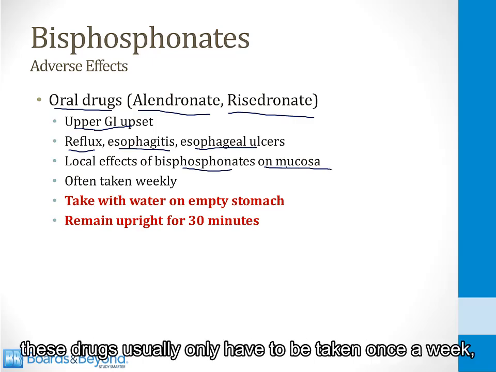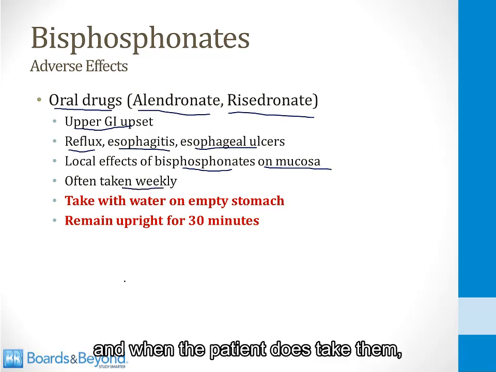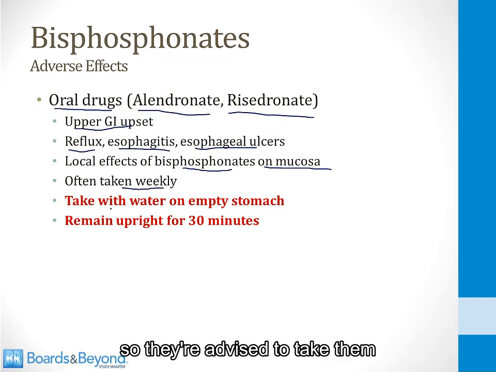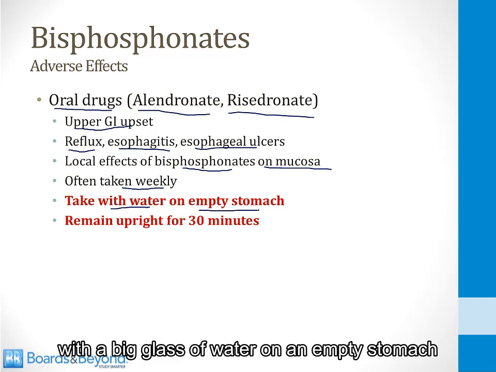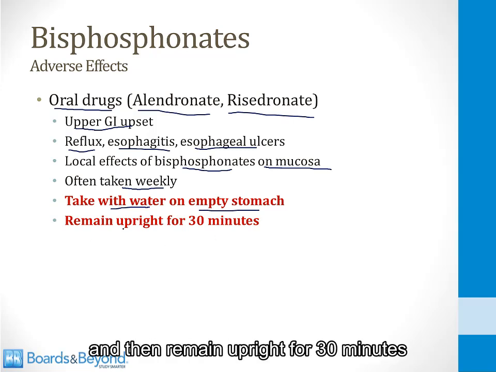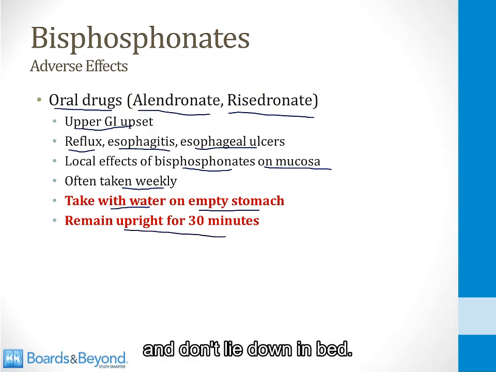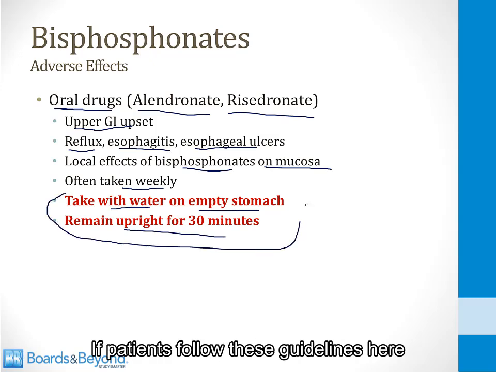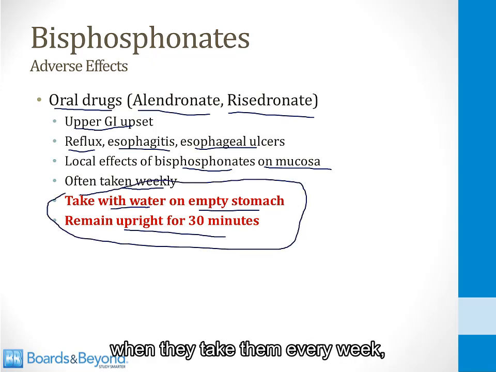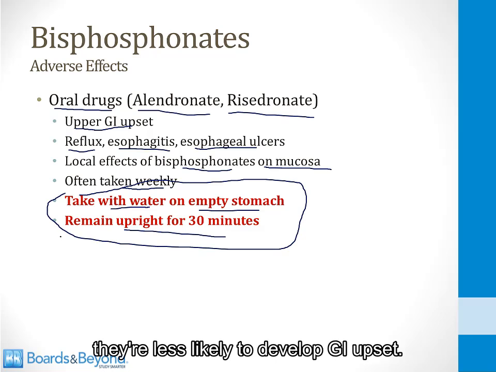The good news is these drugs usually only have to be taken once a week, and when the patient does take them, if they follow certain steps, they're less likely to have GI upset. So they're advised to take them with a big glass of water on an empty stomach first thing in the morning, and then remain upright for 30 minutes and don't lie down in bed. If patients follow these guidelines, when they take them every week, they're less likely to develop GI upset.